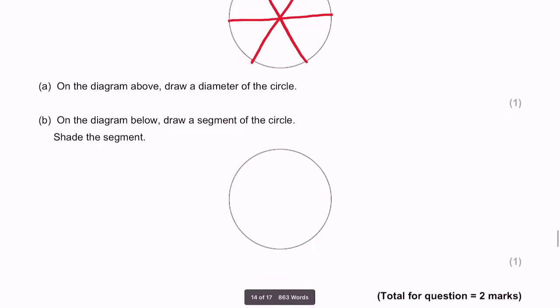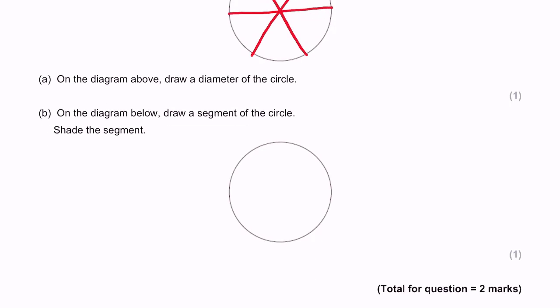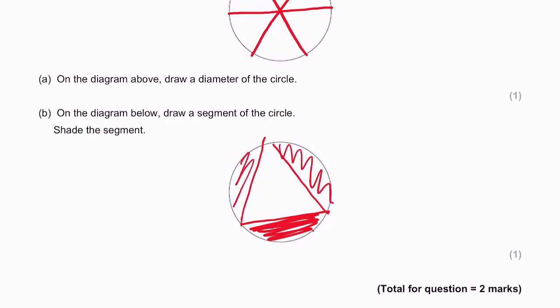On the diagram below, draw a segment of the circle and shade the segment. Okay, so for a segment, just draw a line through here which is not through the midpoint. You'll notice there is no midpoint marked in the circle, so it'll be easy to do a segment. So that's a segment here, this bit here. You can also draw it this way. That could be a segment as well. A sector always goes from the midpoint with 2 radiuses making a sector, so don't get confused with the 2. That's worth 2 marks.